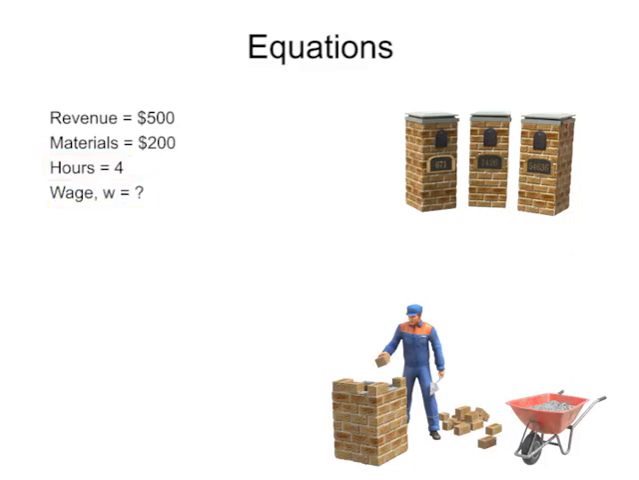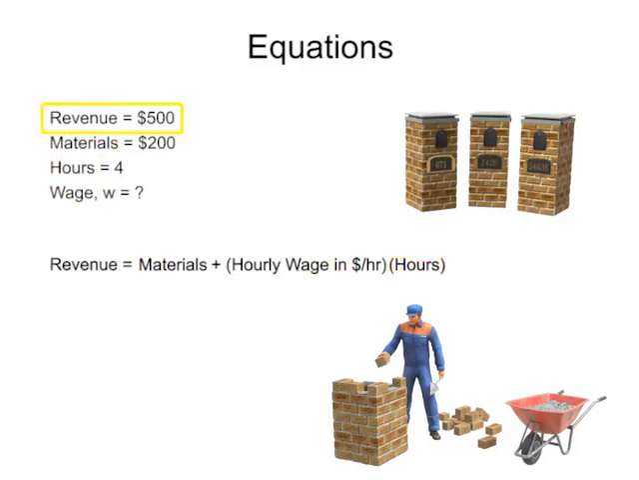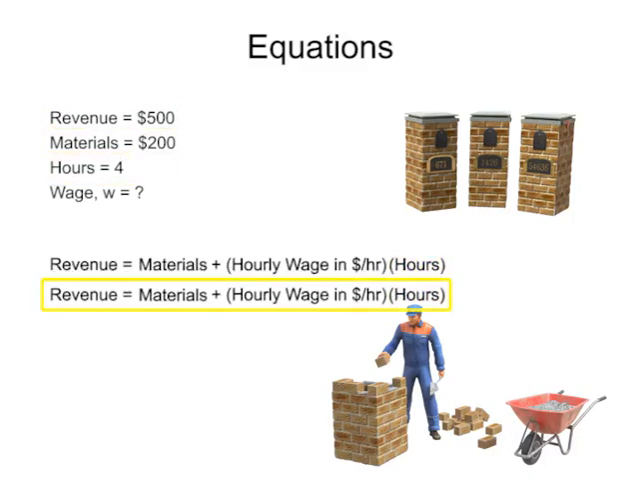First, let's create the equation that represents the situation. The bricklayer's total revenue for the project is equal to his materials cost plus his wage times the number of hours he works. Since we know the values for revenue, materials, and hours worked, those can be substituted into the equation.